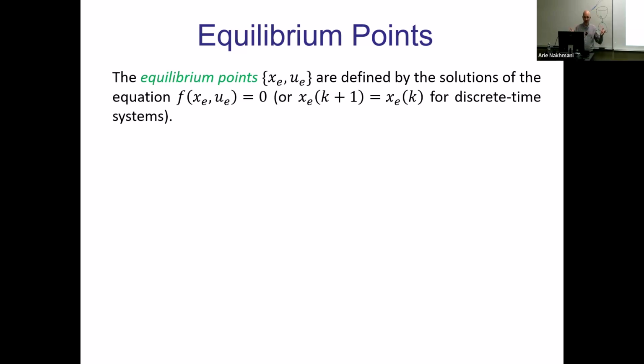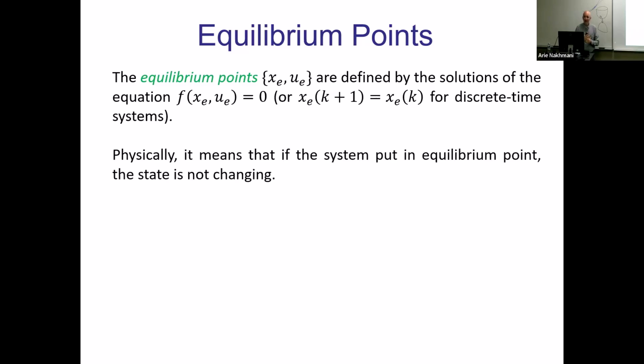So x is a function of time, right? x is a trajectory in n-dimensional space. There's some line in n-dimensional space. And I'm saying x dot of t, which means the first derivative in time of x, equals 0 forever. So what does it mean in terms of trajectory? It's a constant value.